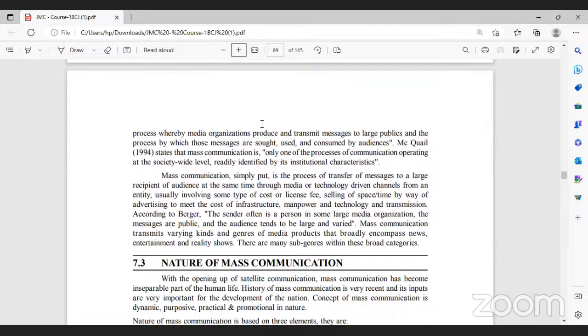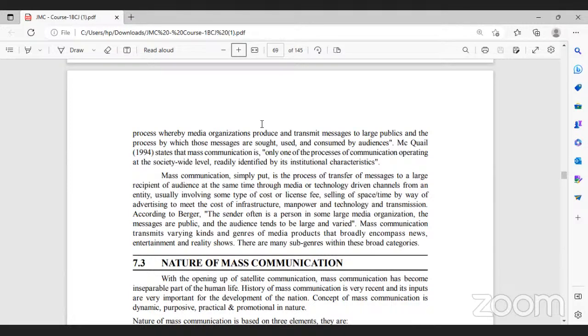McQuail, in 1994, states that mass communication is only one of the processes of communication operating at the society-wide level, which is readily identified by its institutional characteristics. So he says that it is part of one process of communication, catering to the wide level of society, which is basically identified by the institutional. Here comes the concept of gatekeeping, which we'll be learning further.